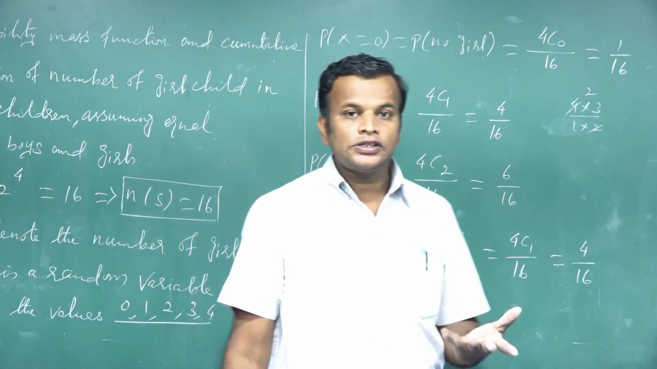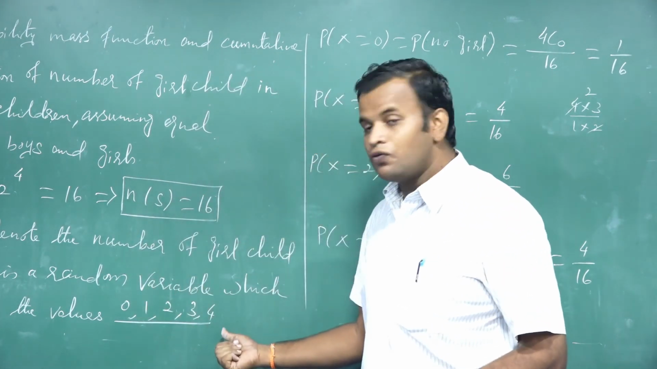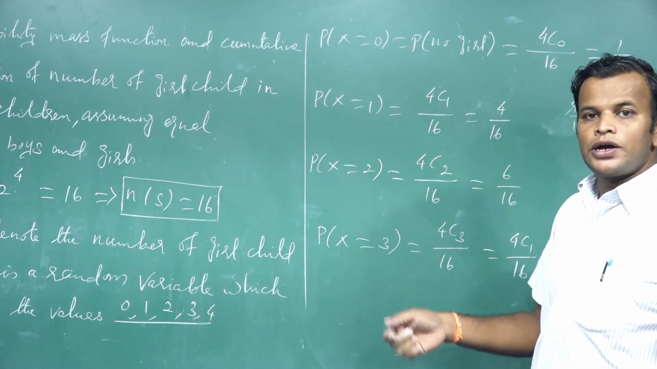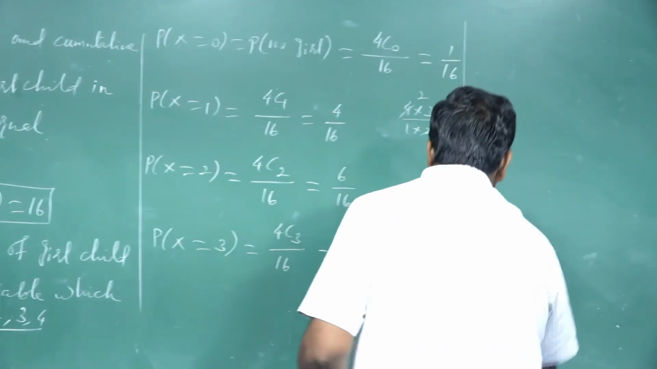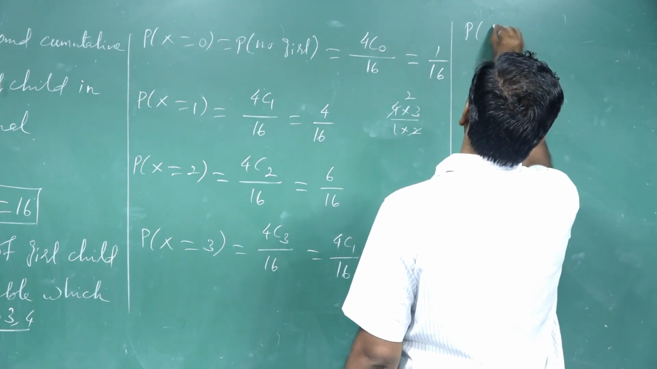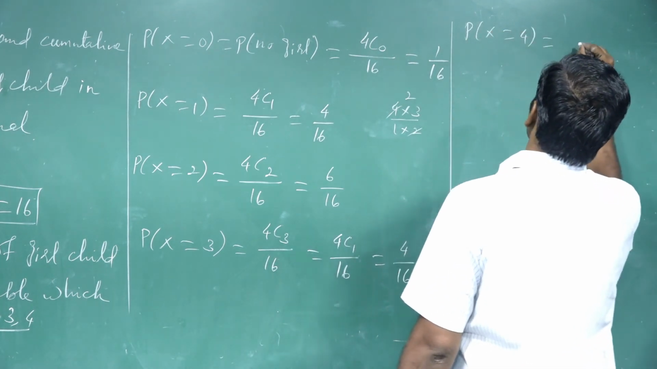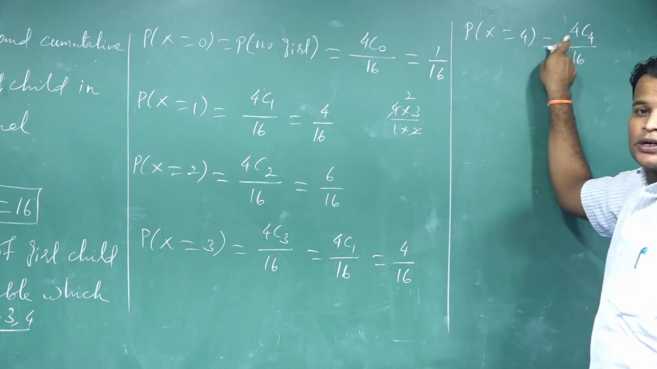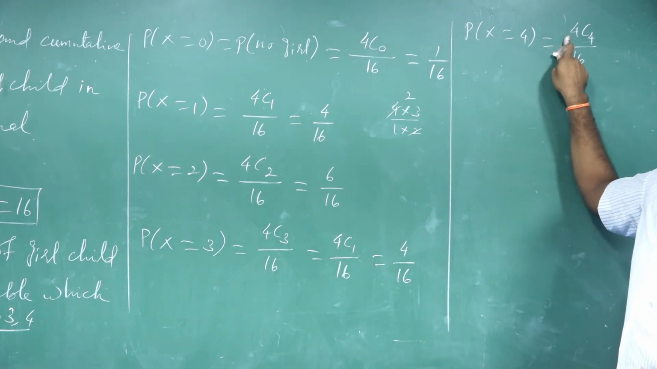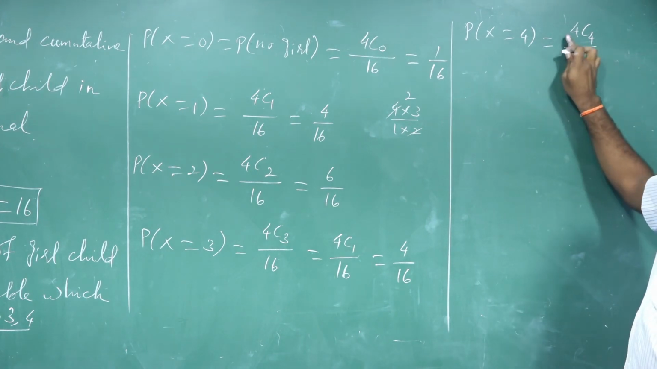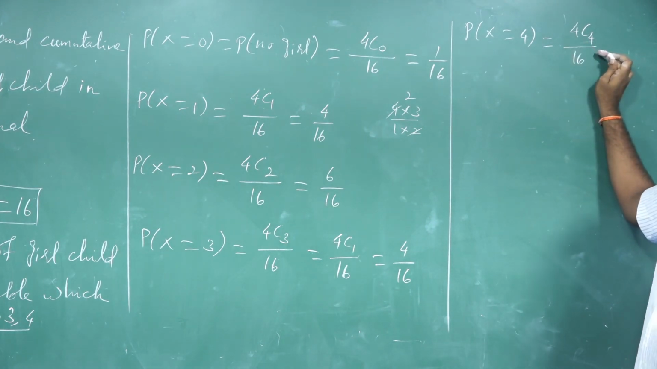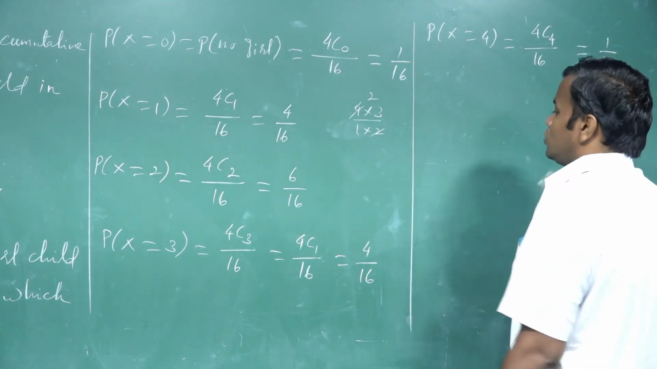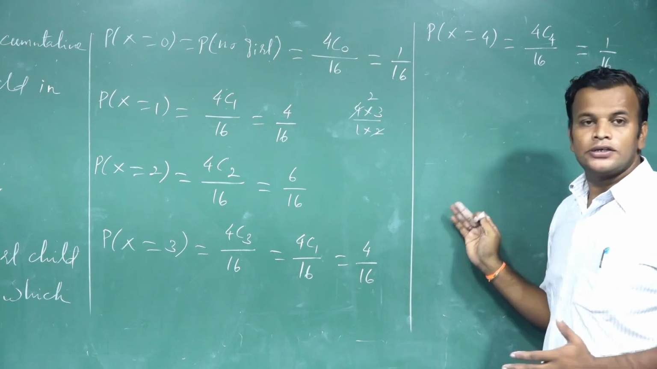But one more value of x is also there. The other value of x is 4, so 0, 1, 2, 3 is over. Next to find P of x is equal to 4: 4C4 by 16. Of 4 children, all the 4 will be girls. So 4C4, both values are the same. You know the value, the value is again 1. So 1 by 16.